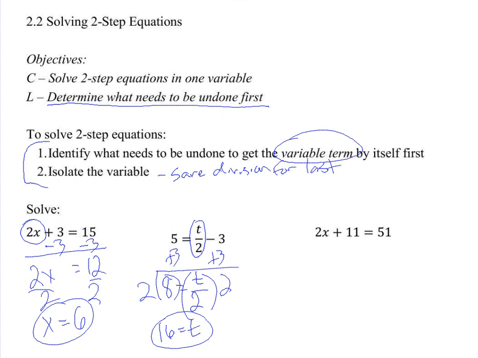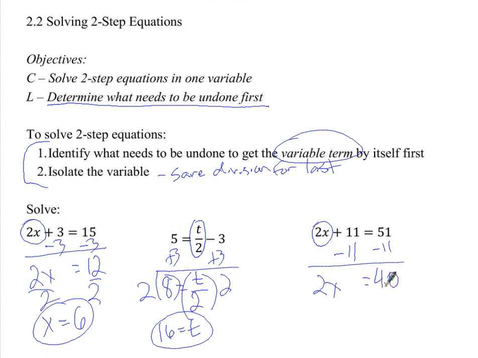Right, we want to undo what's being done to the variable term. What's being done to the variable term right now is we're adding 11. So to undo that, we subtract 11 from both sides. And what's left on the left? 2x. The 11 minus 11 is gone, the equal sign comes down, 40.